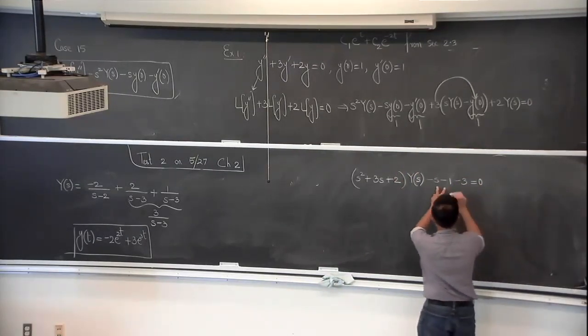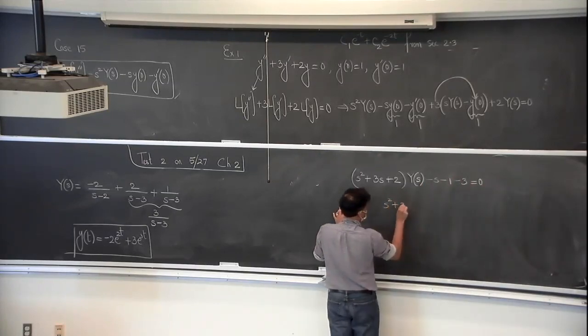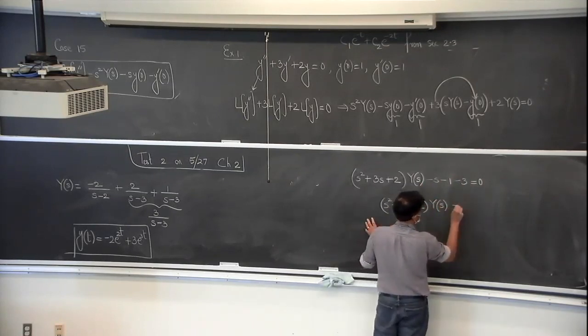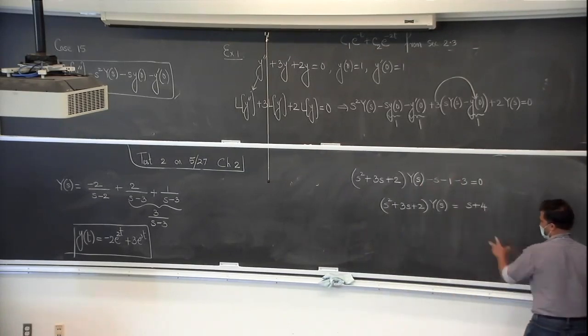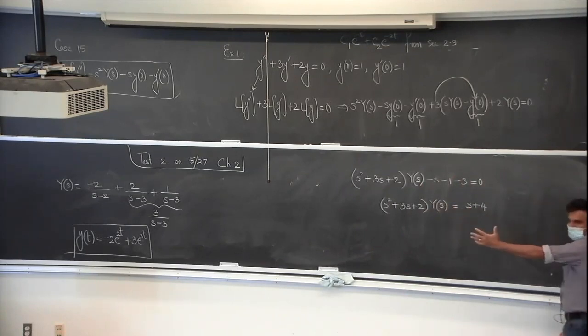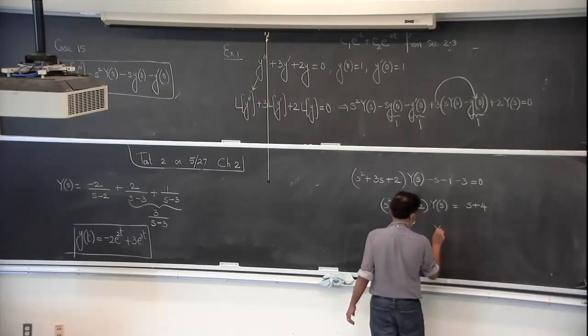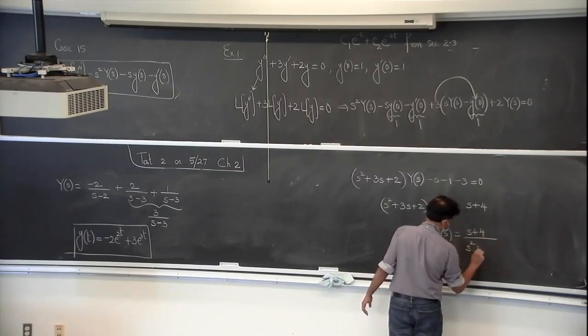So it's a minus s minus 4, which when you move to the right side becomes s square plus 3s plus 2 times y of s equal to s plus 4. This pair of terms, s and 4, came out of the initial values. If both y of 0 and y prime of 0 were 0, the solution would be 0. So y of s is equal to s plus 4 divided by s square plus 3s plus 2.